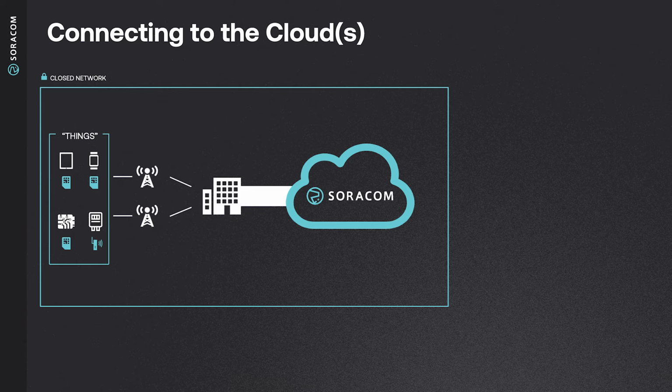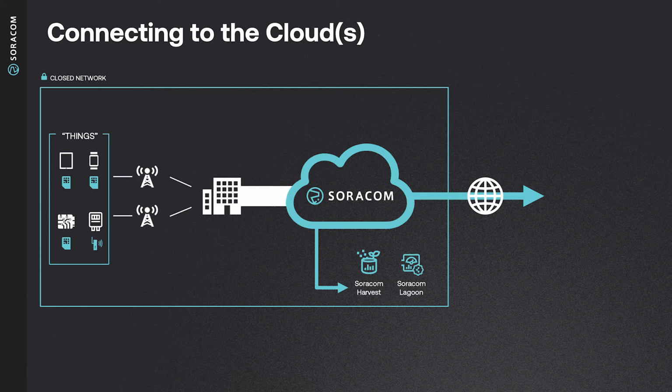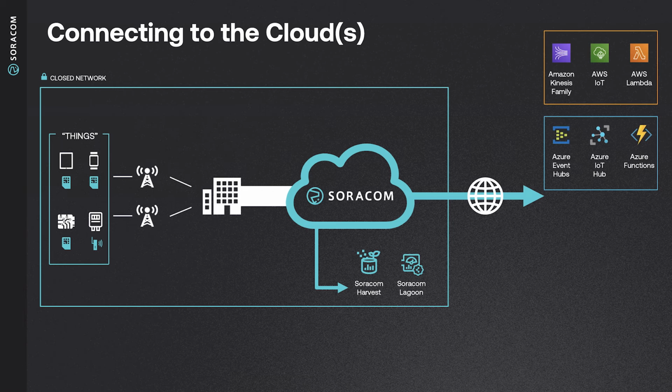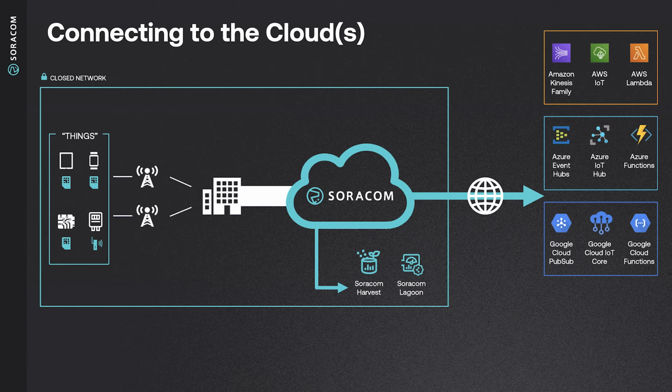For customers without their own backend destination, they might be able to use Soracom Harvest and Lagoon for easy data storage and visualization. When ready, the customer can simply enable our services offering direct integration with AWS, Azure, and Google Cloud Platform services, again without any changes needed on the device. Additionally, the Soracom platform offers proxying data to any public endpoint as well.